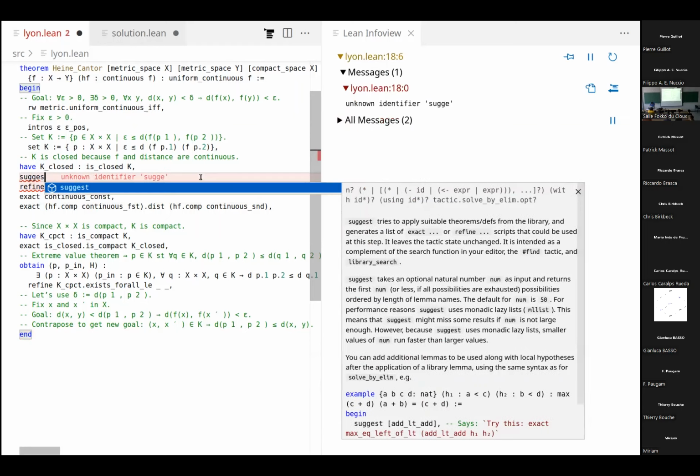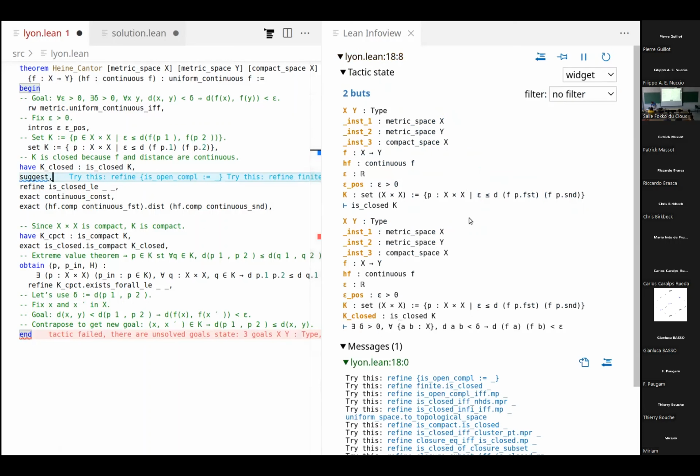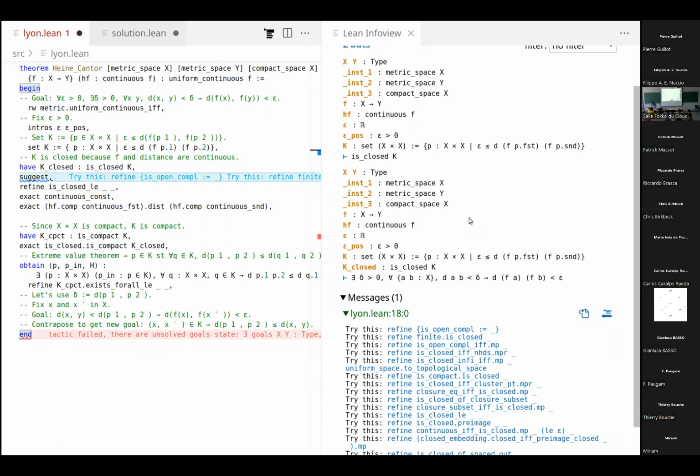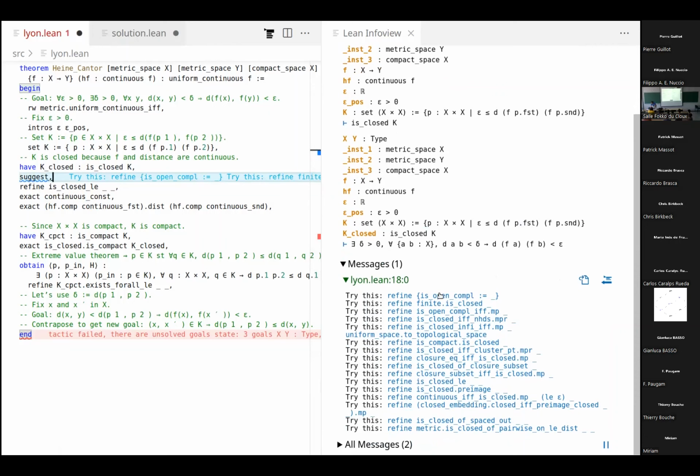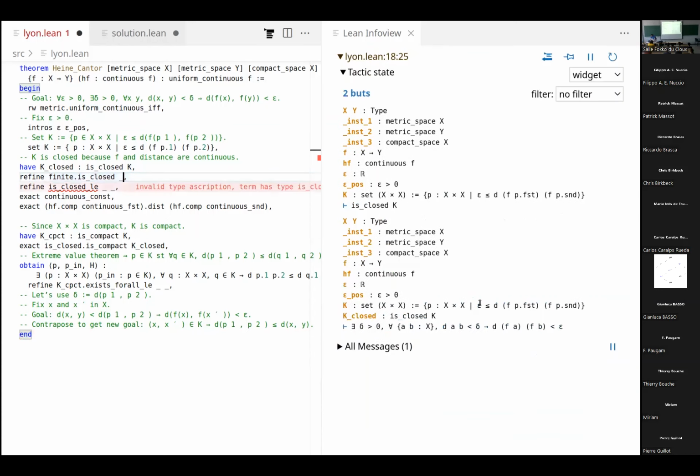So let me show you that sometimes the suggestions are a bit stupid. For instance, when I wanted to prove that K is closed, the computer suggests that I could refine that, I could prove the complement is open. But then the next suggestion is to apply the fact that a finite set is closed in a T0 space. And then if I follow this suggestion, the computer will happily ask me to prove that K is finite, which is of course a complete dead end.